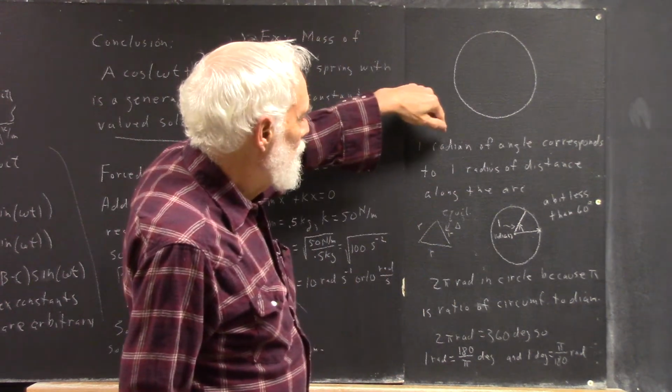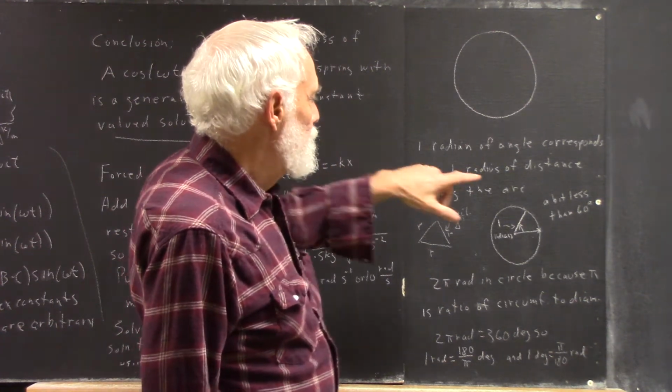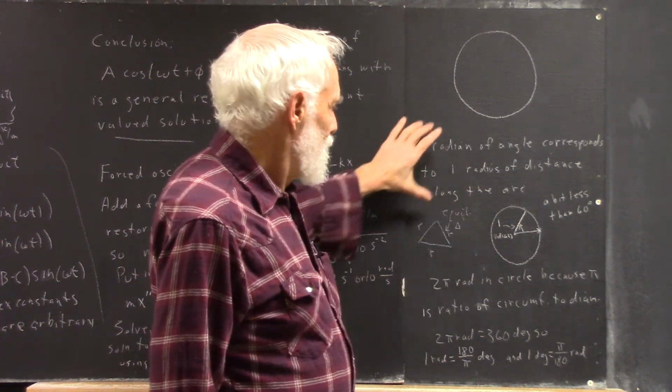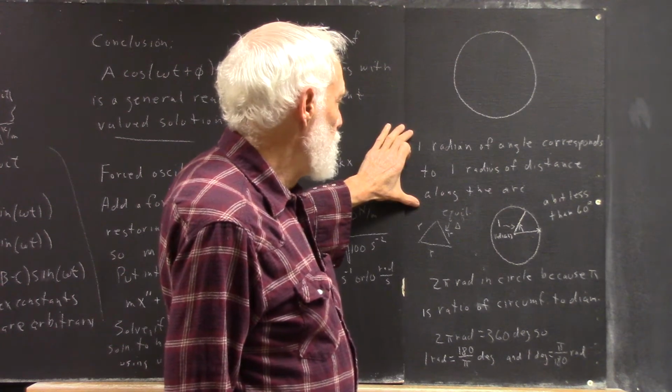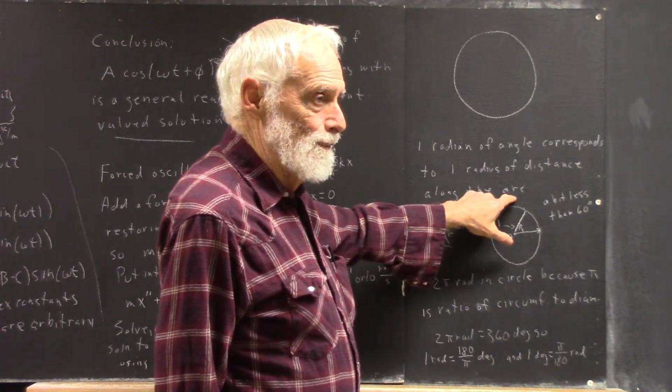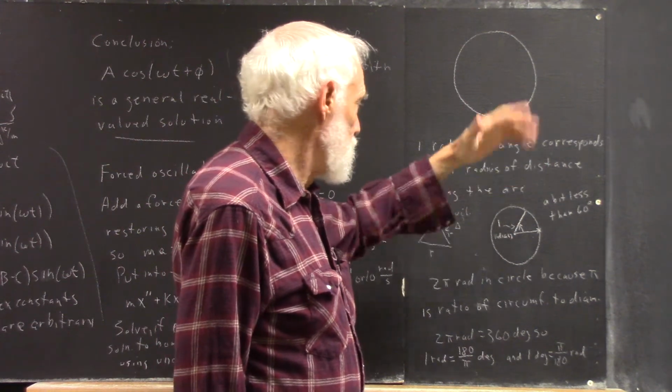Okay, so anyhow, radian of angle, kind of there's not a rigorous definition. Radian of angle corresponds to one radius of distance along the arc of a circle, implicitly, okay?